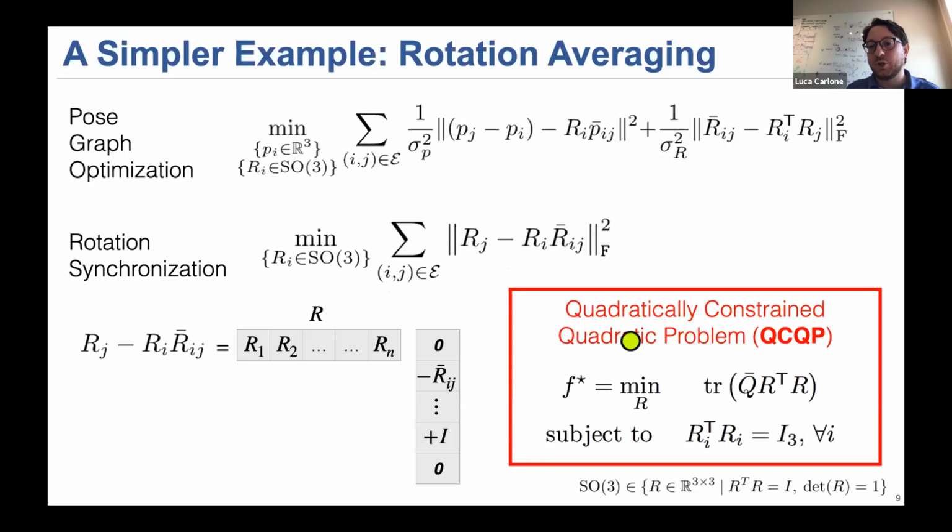Rotation synchronization can be written as a very nice and simple problem in which you have a quadratic cost, where Q bar here is a known matrix, and you have these quadratic equality constraints. And Anders, I think, already mentioned that this is a non-convex problem, okay? So the quadratic cost is fine, this is convex, but the constraints are non-convex because quadratic equality constraints are non-convex. So a lot of this presentation will be about how to relax this problem formulation.